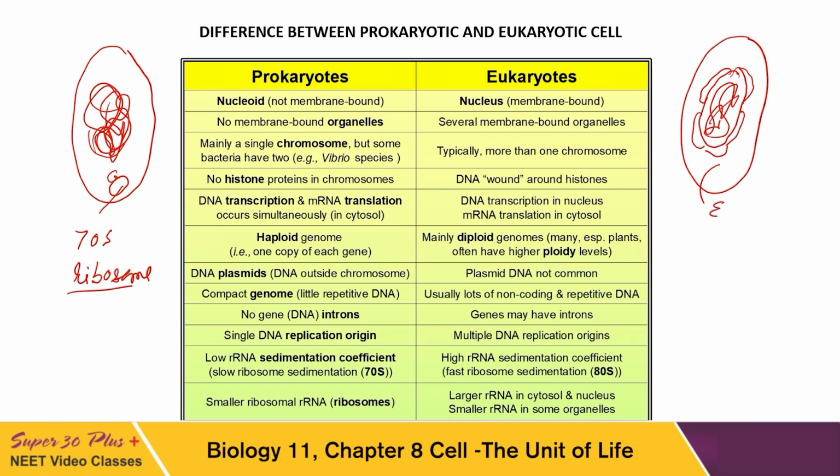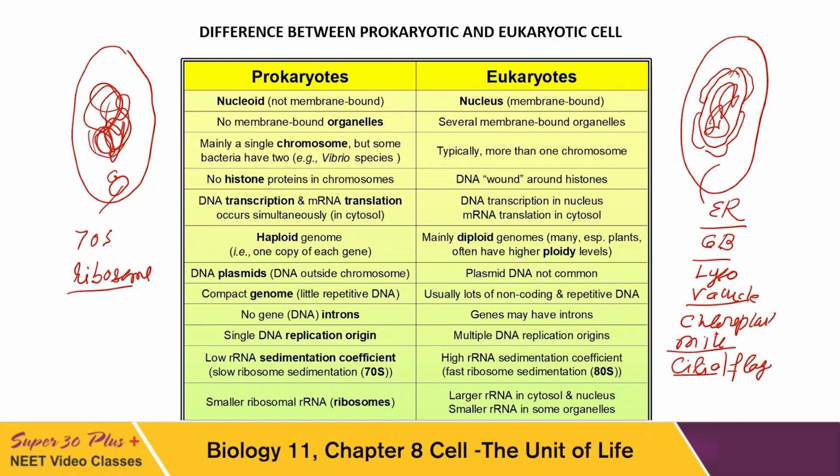It has endoplasmic reticulum, Golgi bodies, lysosome, and vacuole. Do you remember? It has chloroplast in plant cells, and mitochondria. Can you recall a few more? It has cilia or flagella, and it also has centriole. These things I told you in detail, but we have to summarize them one by one.